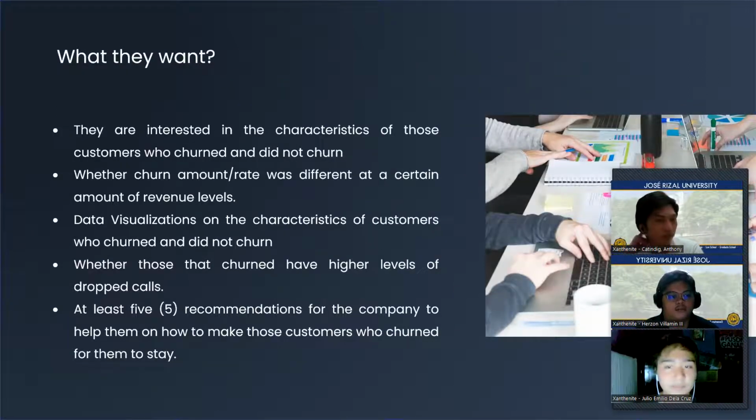What they want: they are interested in the characteristics of those customers who churned and did not churn, whether the churn rate was different at certain revenue levels, and data visualization of the characteristics of customers who churned and did not churn. They also want to know whether those that churned have higher levels of dropped calls, and at least 5 recommendations for the company on how to make those customers who churned stay.